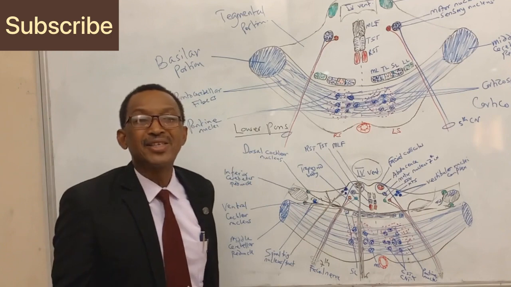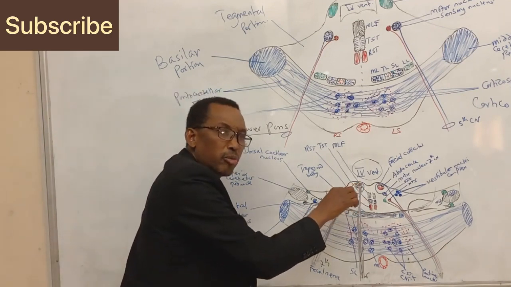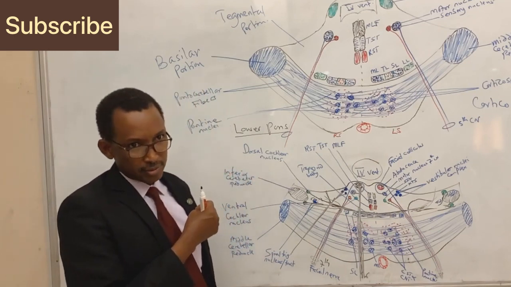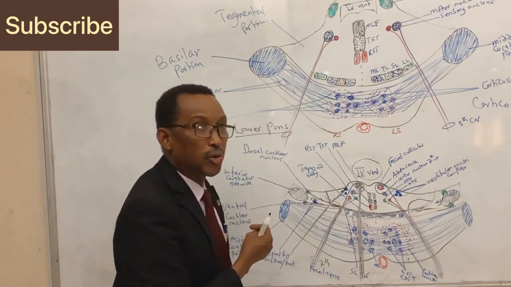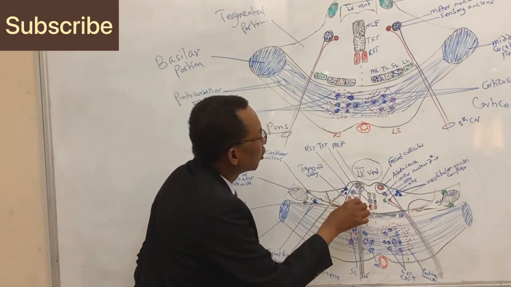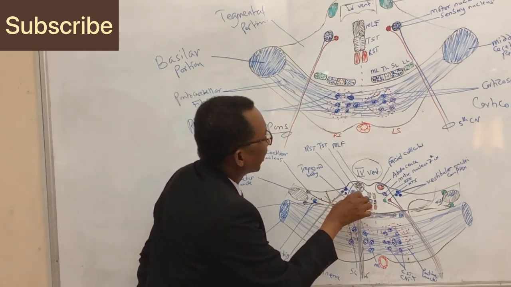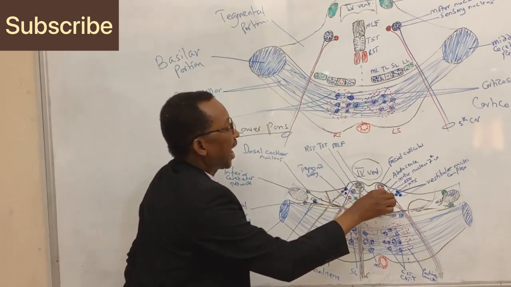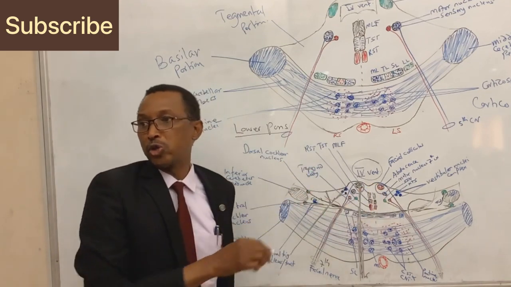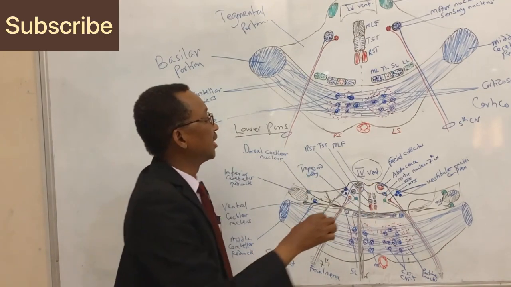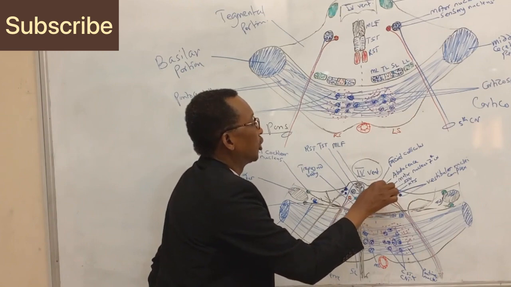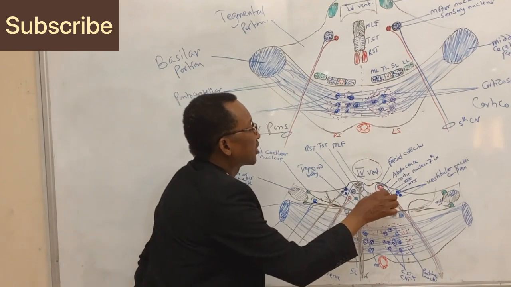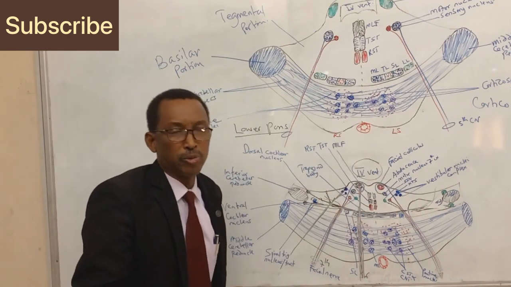The facial nerve exits from the tegmentum of the lower part of the pons by 4 nuclei. Are you clear? What are these 4 nuclei? Number 1, we have the motor nucleus of the facial nerve. This motor nucleus lies anterolateral to the nucleus of the abducens nerve. We said what? It lies anterolateral to the nucleus of the abducens nerve. And so this is the motor nucleus of the facial nerve.